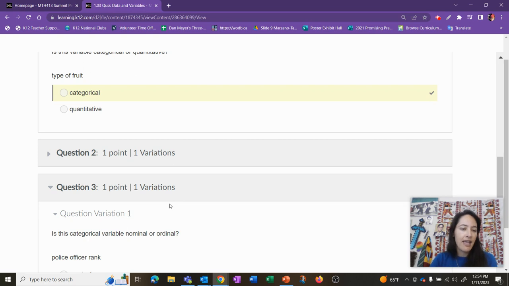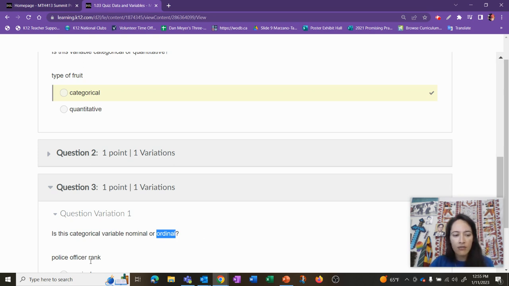Is this categorical variable nominal or ordinal? Okay, nominal: no real order, just a name, just a description. Ordinal, just how it sounds, ordinal. Is there an order to it? Is there an implied order?